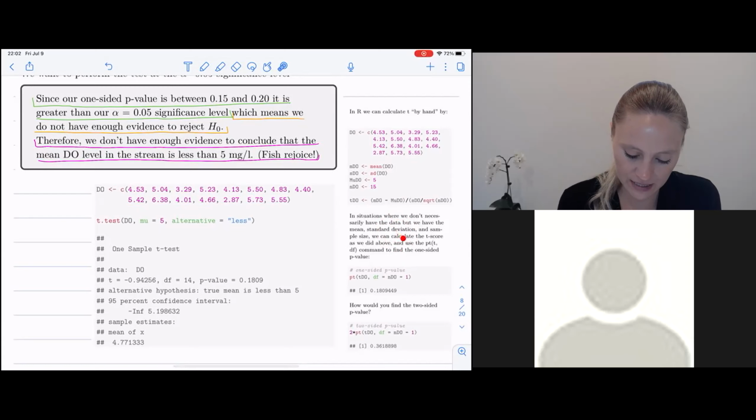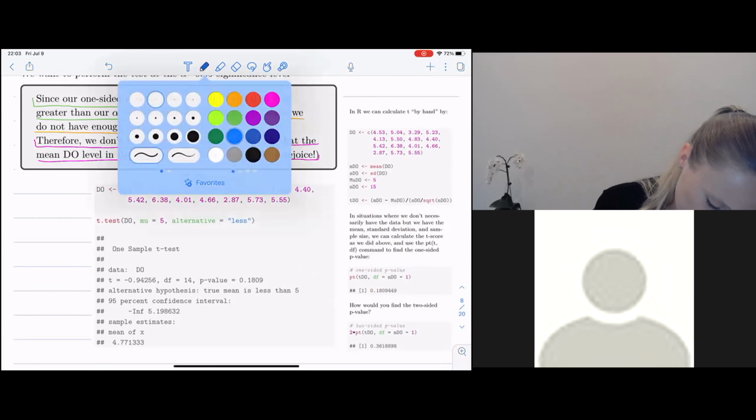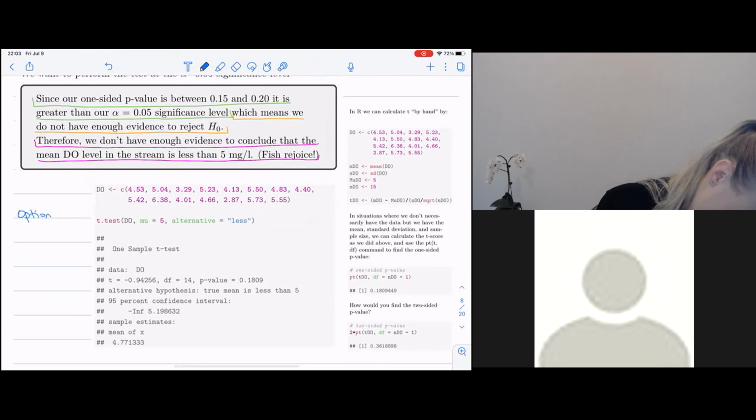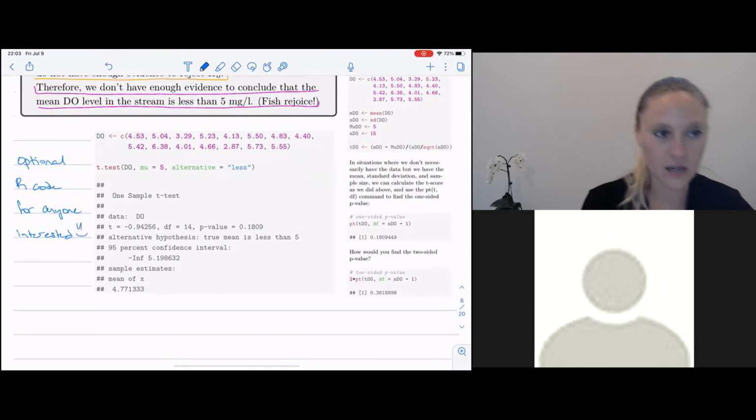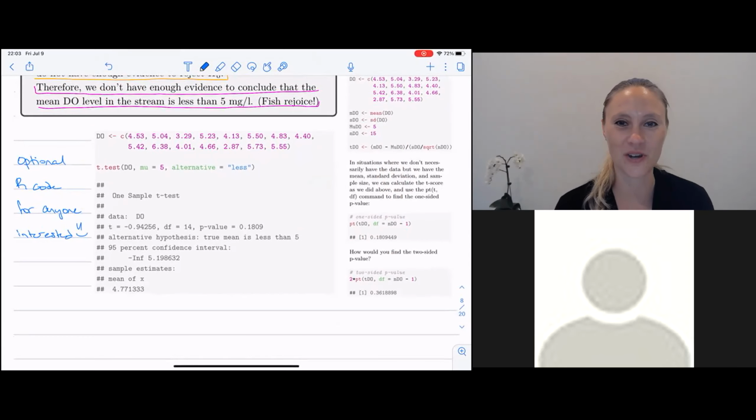Sometimes we don't have the data, then you can just use the pt command. But this is really just if you're interested. This is optional R code for anyone interested. R is free, so you can download it and check it out. I would say use RStudio. It's a little bit more user friendly, but you have to download R first and then RStudio.